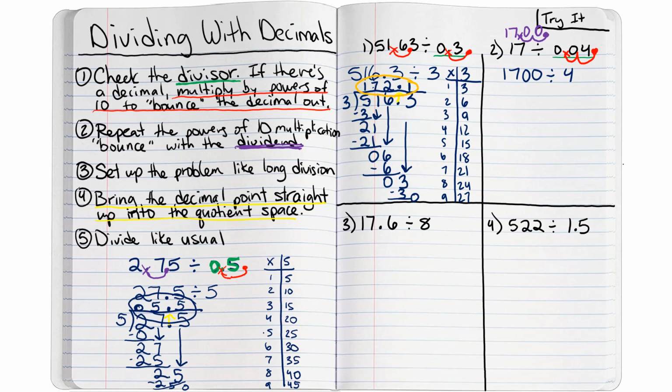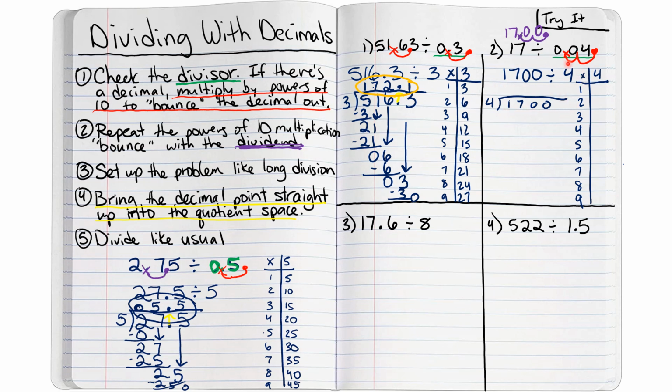All right, I can set it up. I have 1,700 divided by 4. I can build my table of multiples for 4 times 4. 1, 2, 3, 4, 5, 6, 7, 8, 9. Now, I just realized I skipped a step because this problem doesn't need it.